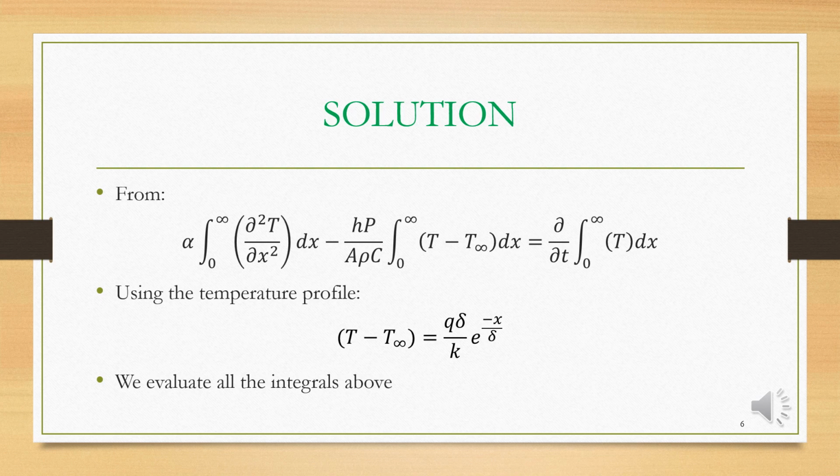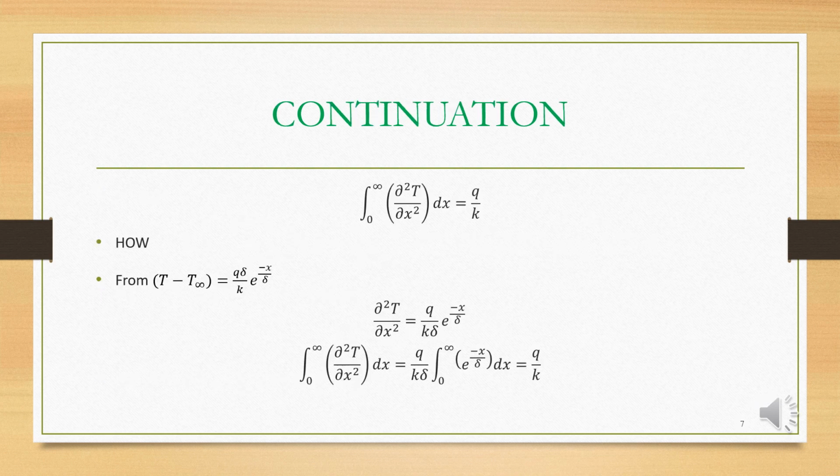Having the temperature profile that satisfies the boundary and initial conditions, and also having the heat equation in integral form, we can go ahead and evaluate the integrals above using the temperature profile above. We start with the first integral, which is the second derivative of the temperature with respect to distance x, integrated from 0 to infinity. We shall get the solution as Q over K, but how do we get this? We start with the temperature profile, we differentiate it twice, then we integrate it from 0 to infinity. As shown in the slide, we end up with Q over K.